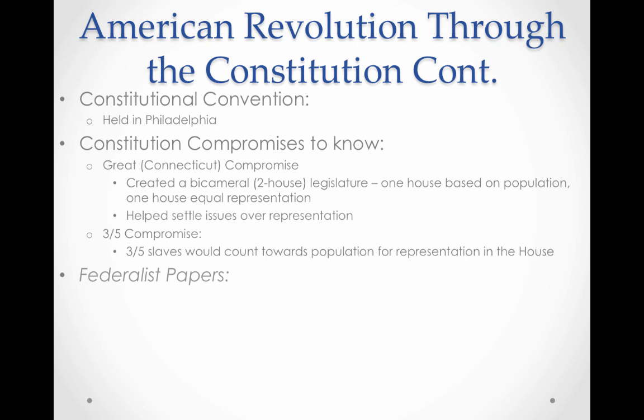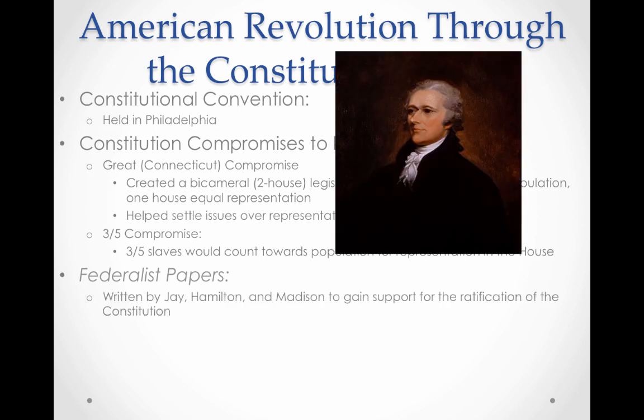Absolutely. So not everybody's on board with the Constitution, so we have something called the Federalist Papers. They are written by three people, John Jay, Alexander Hamilton, and James Madison. The purpose of this is to gain support for the ratification, or the approval, of the Constitution. All right, so this starts that debate between our Federalists and Anti-Federalists.